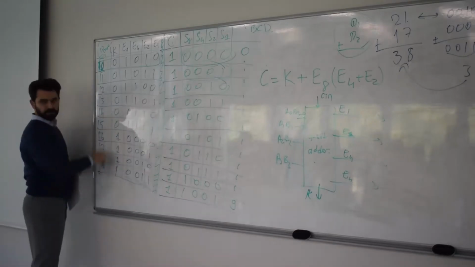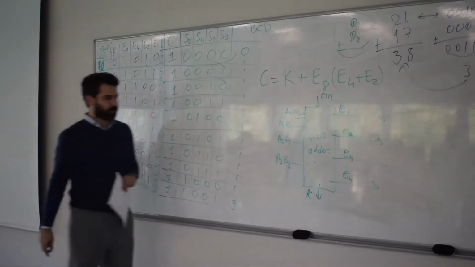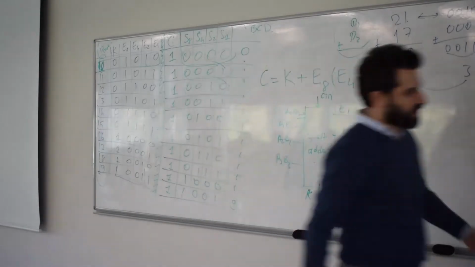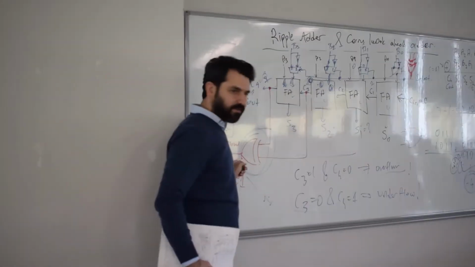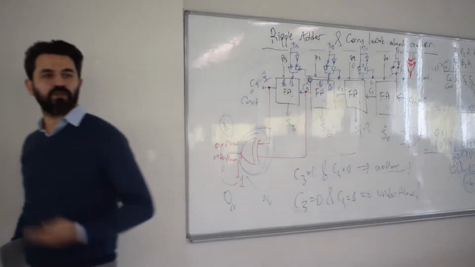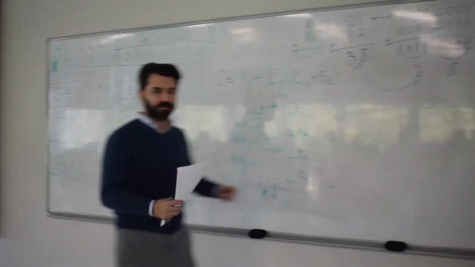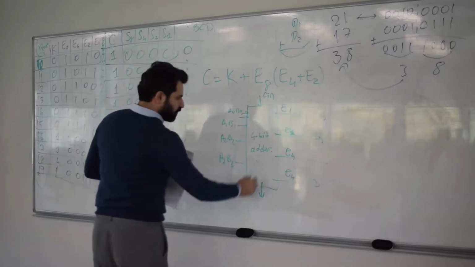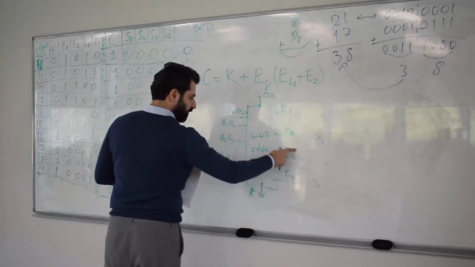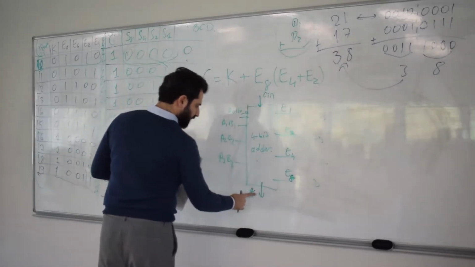Sometimes you get ones because it's an overflow, right? Of course, your overflow indicator will tell you there's a problem, right? But you may choose not to care about it, because it's going to be used for another purpose in this circuit. Okay? Anyway, so you got these E1, E2, E4, E8, and K.